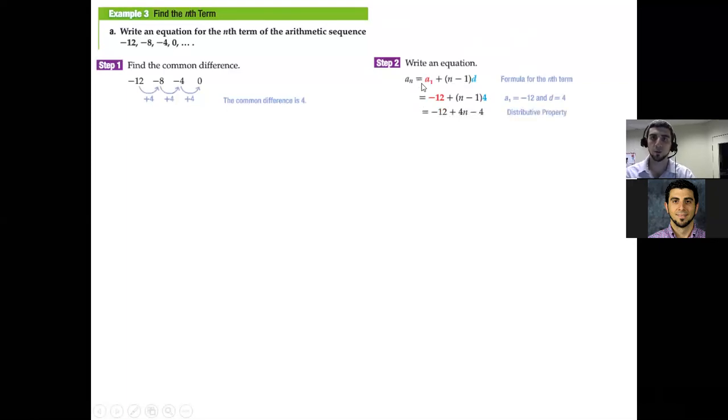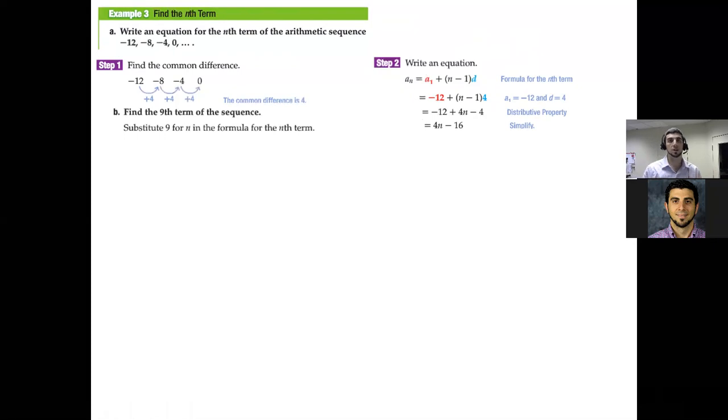So if I distribute the 4, this becomes negative 12 plus 4n minus 4. Then negative 12 and the minus 4 can combine, and you get 4n minus 16. Now I can find any term of the sequence I want by just plugging the term number in for n. So if I want to find the 9th term, I just substitute 9 in for n, and 4 times 9 minus 16, 36 minus 16 is 20.